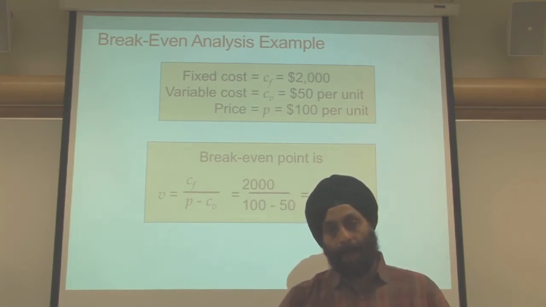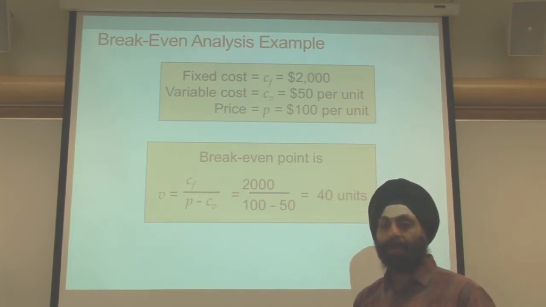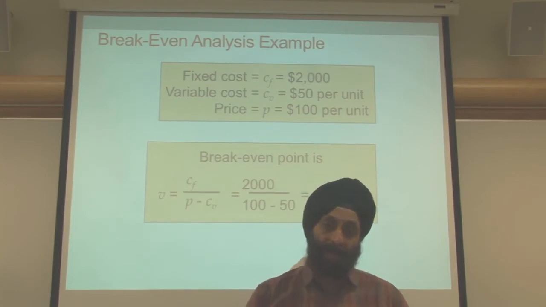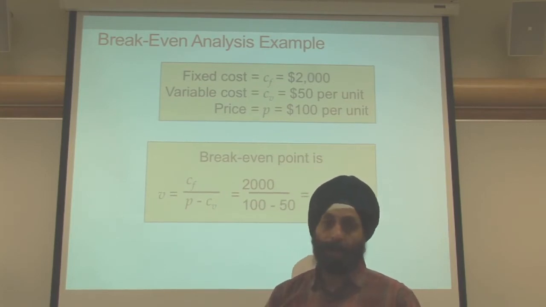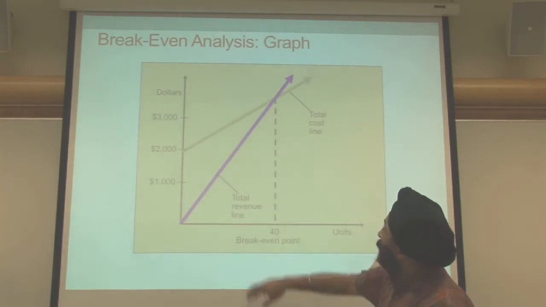We are able to cover our cost. Anything over 40 units that we are able to sell, that's profit in the bank. And anything less than 40 units, we are in the red in this case. So that gives you an example.